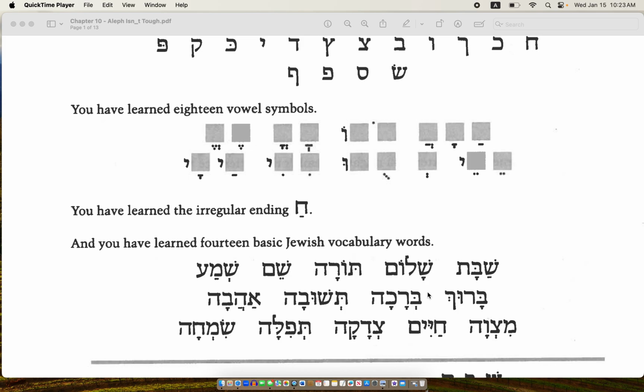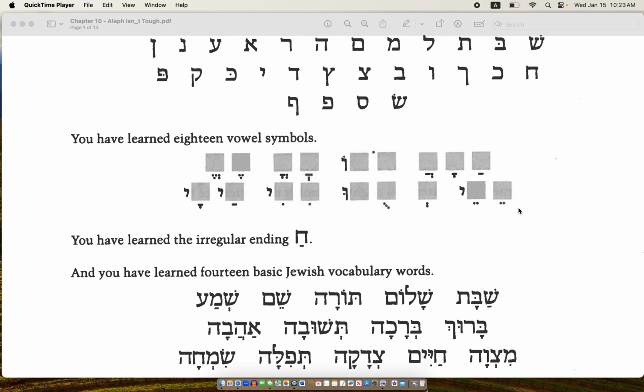18 vowel sounds, 2 more to go. So let's put a dalet in here. Da, da, da, do, do, do, do, de, de, day, day, di, do, di, die, die. Then we learned this ending.